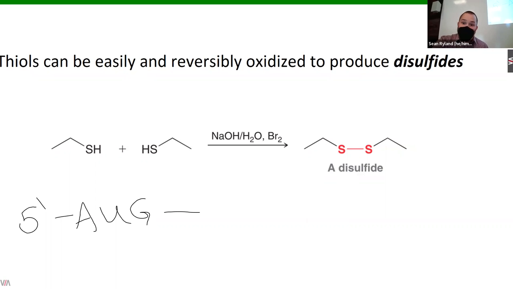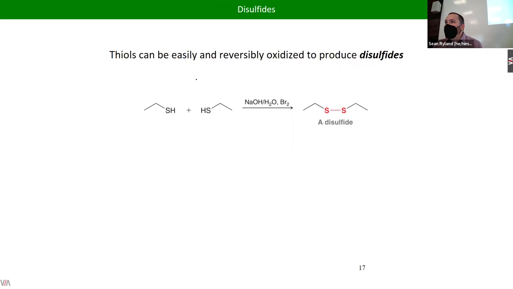But yeah, absolutely. There's a reason that sulfur is important in all living cells, and it's because it has those two main properties that oxygen and nitrogen don't have.